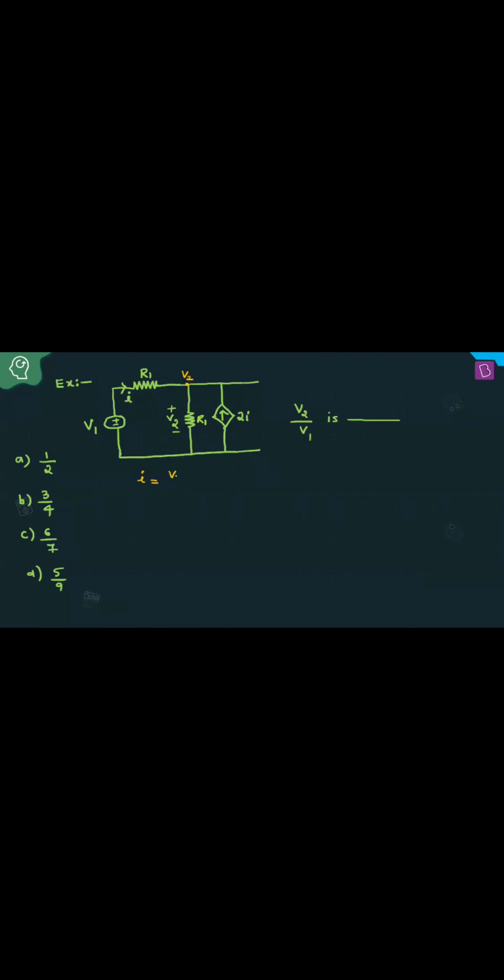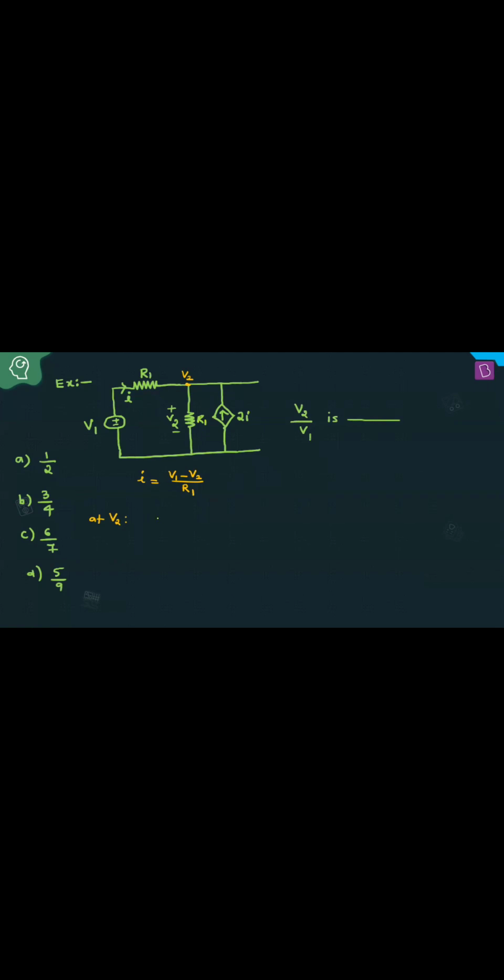Can anybody define what I is equal to? I equals (V1 minus V2) by R1. The current is starting from V1, that's why V1 minus V2 by R1. Now, apply nodal analysis at V2.